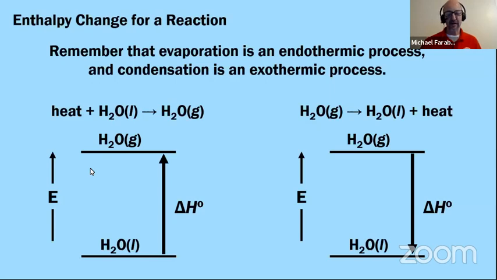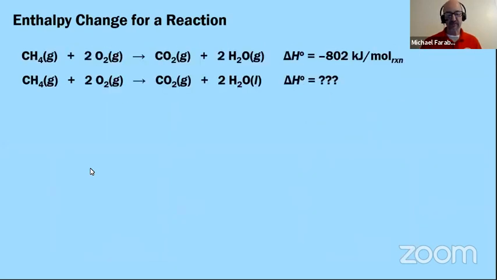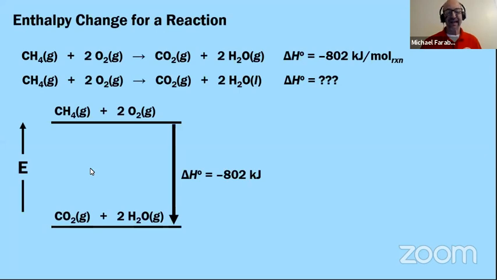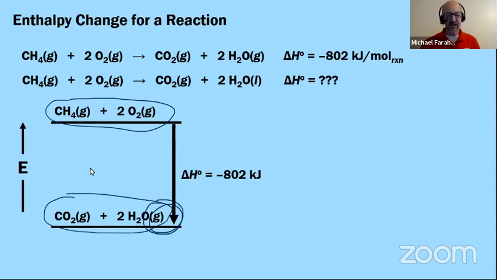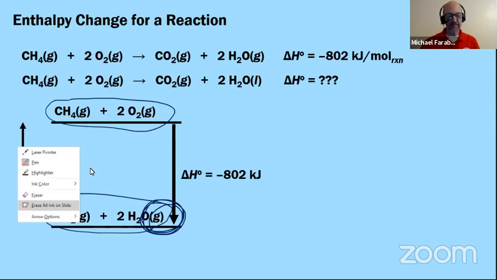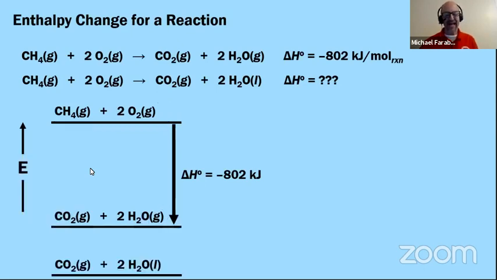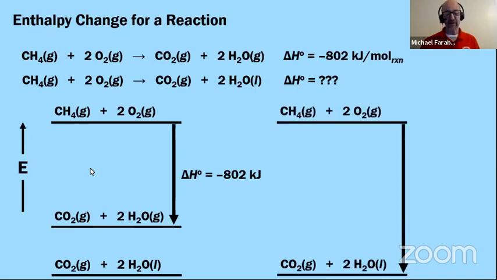So we come back to the original question. Here is a difference of 802 kilojoules going from the reactants, CH4 and O2, to the products. So if we decide to change from a gas to a liquid, then what that is going to do is put the products at a lower energy level relative to where they were before. So the answer is that the delta H would have a greater magnitude than 802.